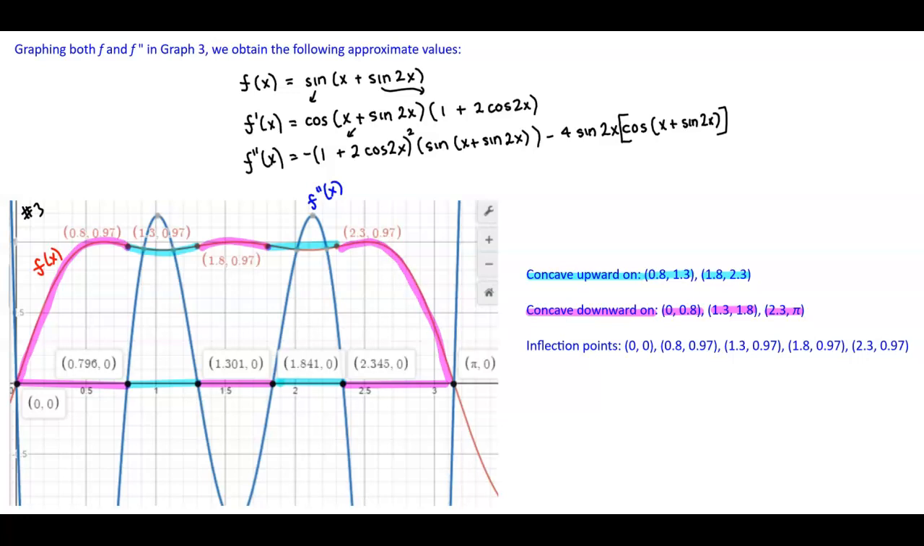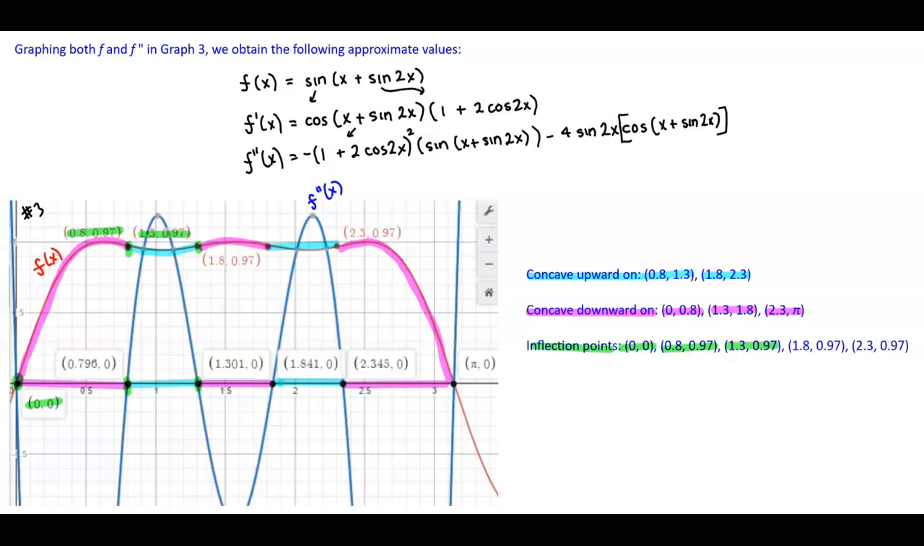Okay, and now where are the inflection points? Well, we have an inflection point at 0, 0. We also have an inflection point here at 0.8. So on the graph, we can see the point 0.8 and 0.97. Then we have another inflection point at 1.3 and 0.97. So here's 1.3 on the x-axis, and then here is the point 1.3, 0.97 on the function.